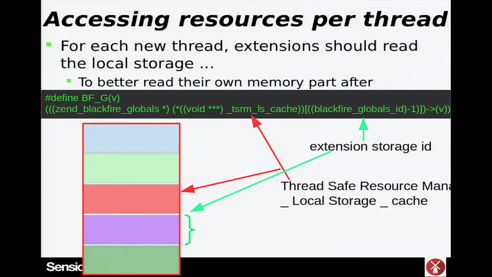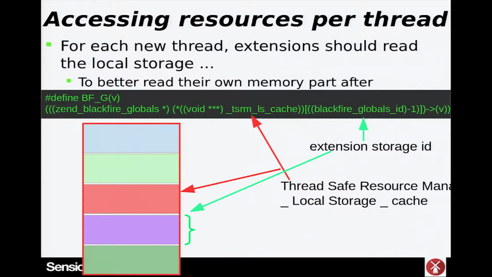That means the whole PHP interpreter. Okay, so you use it like this. You use back your TSRMLS_CACHE, which is the cache for all the area, and then with your special ID you access only your globals which have been booked for you by the engine.